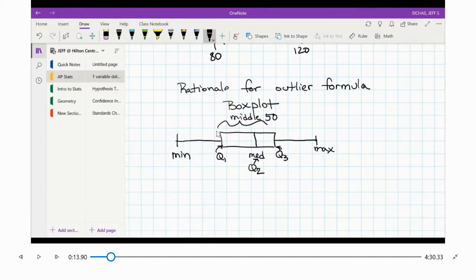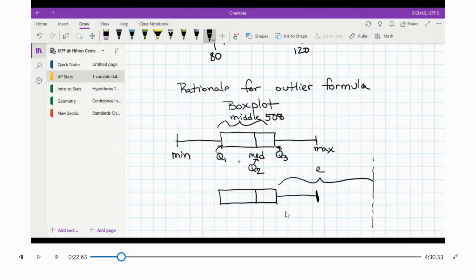We do have a limit, though. We would consider a value extreme if it's more than 1.5 of this distance from either of the quartiles. So you'll see that here in a minute. So there's our middle 50%. Now I'm going to redraw that middle 50% underneath.